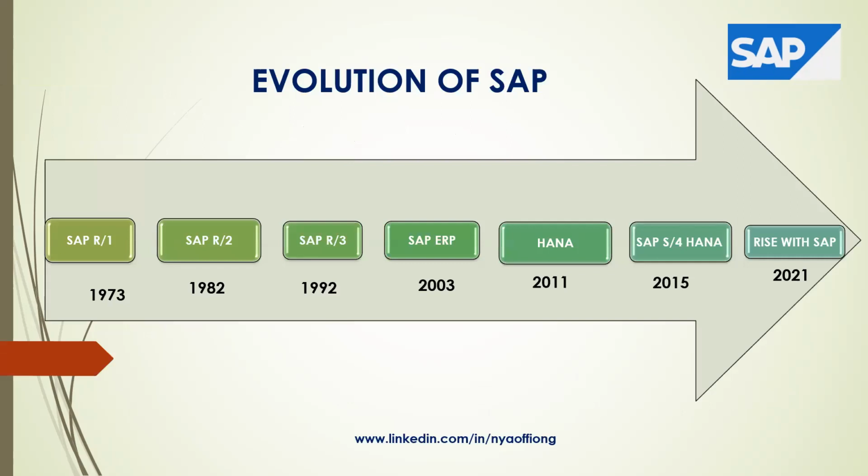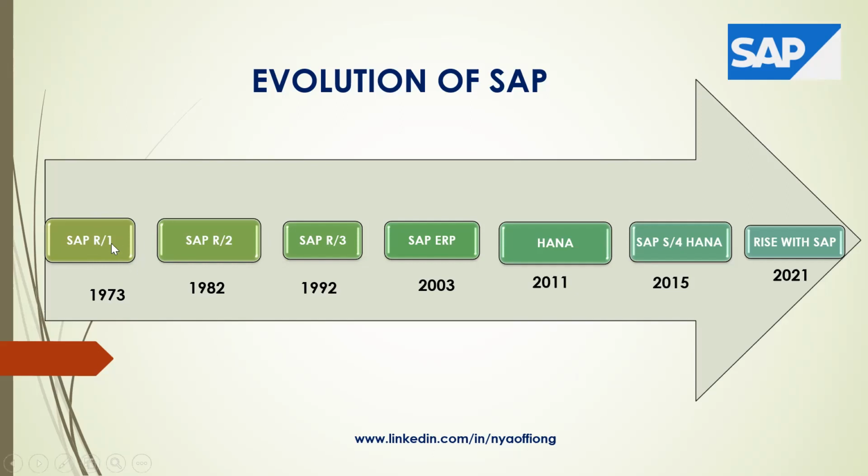Evolution of SAP. The first version of SAP was SAP R1, which is the early years. This is actually when the dream of real-time computing came true. At this point, they were able to develop software that processes data when customers need it.